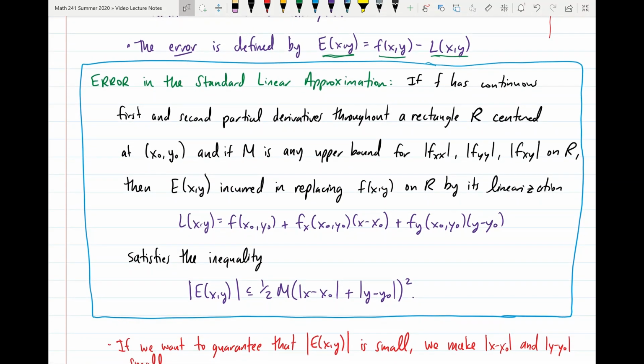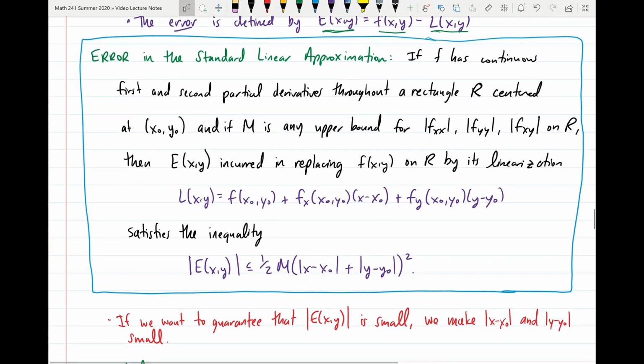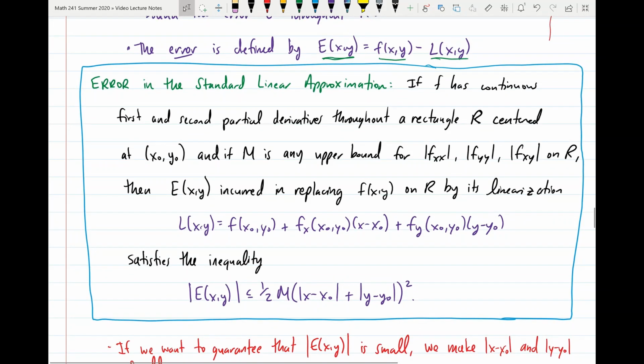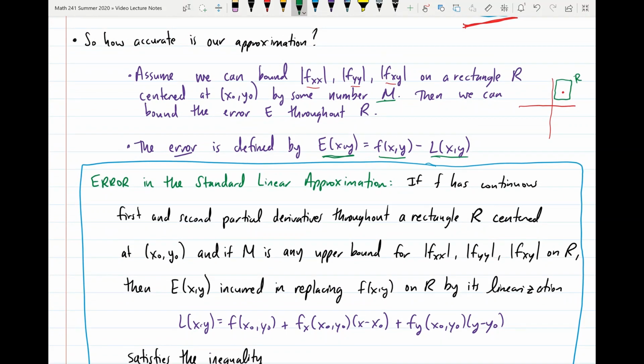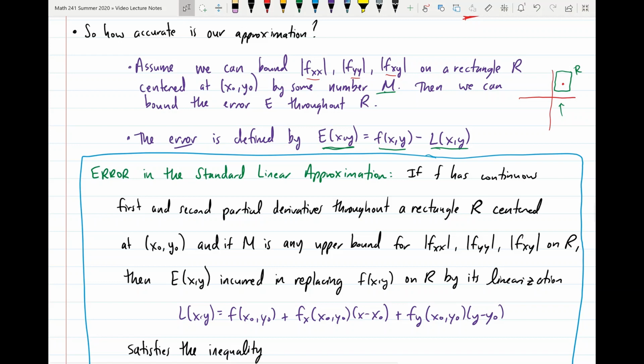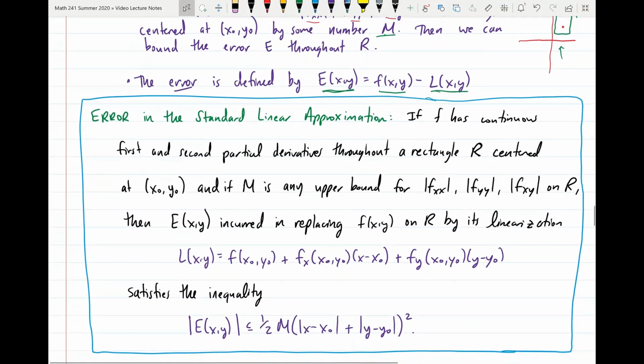Okay, and this leads us to this box that I have here. This is going to be an important box. If f has continuous first and second partial derivatives throughout a rectangle R that's centered at x0, y0, so remember that rectangle is represented pictorially like this. We have our point, we have a rectangle around it centered at that point x0, y0.